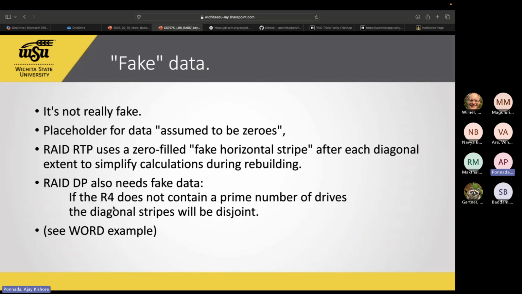So RAID 4, discussed earlier, needs a prime number of drives to make it a compact or clear drive. But if we extend, what happens? We need extra drives at the bottom. So instead of doing that, we'll use the fake data. The diagonal stripes will be disjoint.